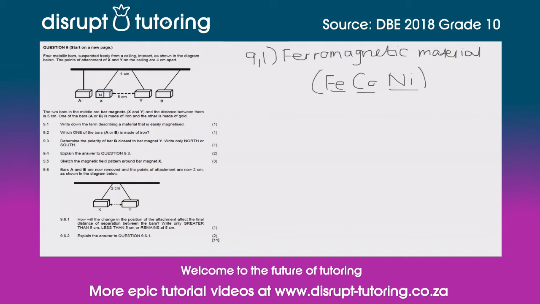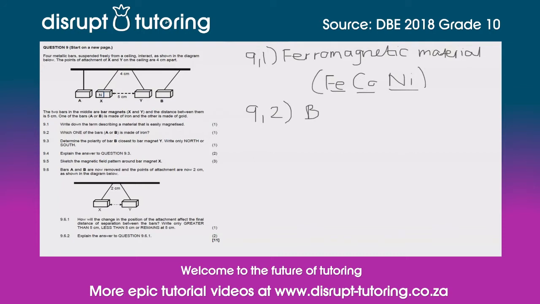Okay, then it says which one of the bars, A or B, is made of iron. So if we have a look at the bars, A is just staying stagnant, it's not moving at all, but B is being attracted to something, which suggests that it is a ferromagnetic material. So we can say that it is B that is iron, because it's being attracted to that Y bar there. Cool.